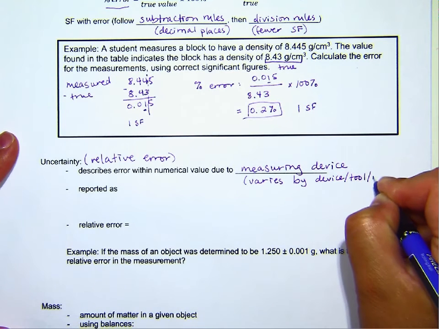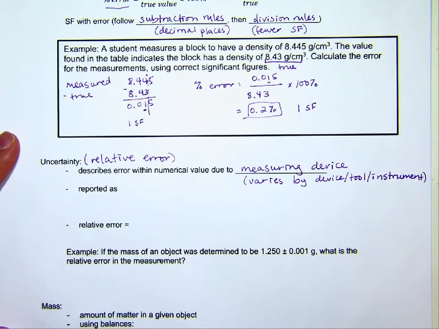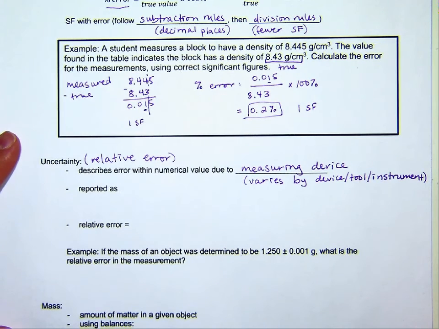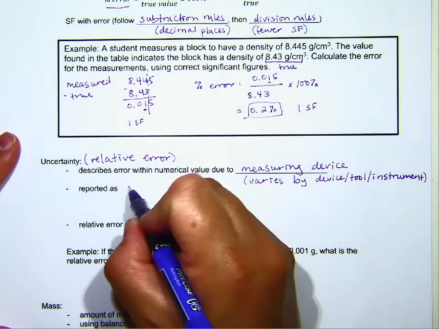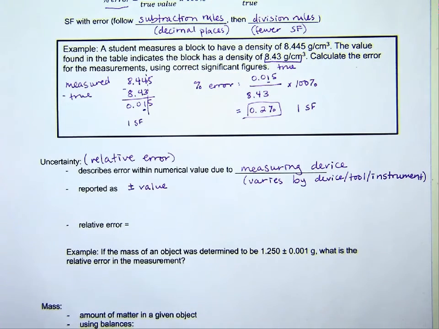Uncertainty varies by device, tool, or instrumentation. It really all depends on what you're using. And uncertainty or relative error is always reported as a plus or minus value. That means that the actual value can be a little bit less or a little bit more than what you actually saw on the measuring device.